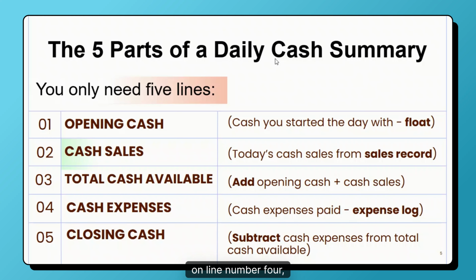On line number 4, this records your cash expenses. Go to your expense logbook and pick up the figure that says cash expenses and record it here. Line number 5. This is the line that tells you how much money you should have available at the end of the day. So you will subtract your expenses from your cash available. And this line tells you how much money should be handed over to you.